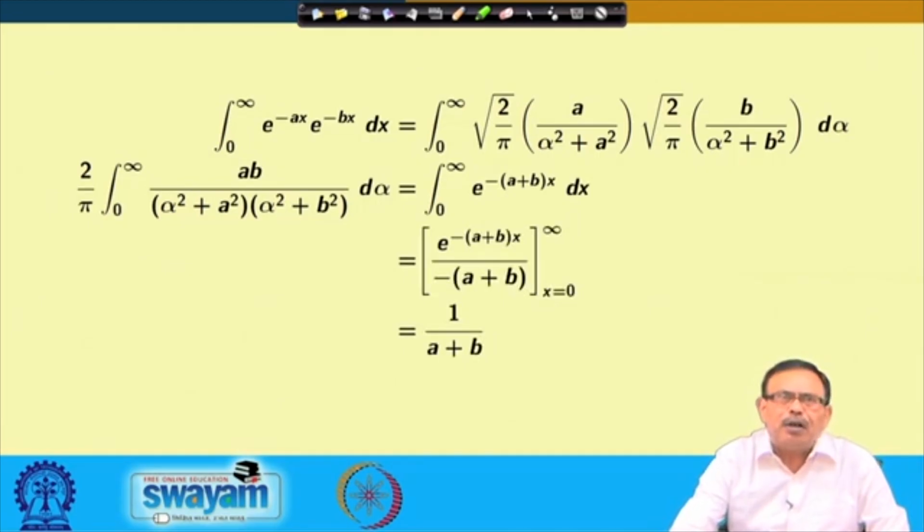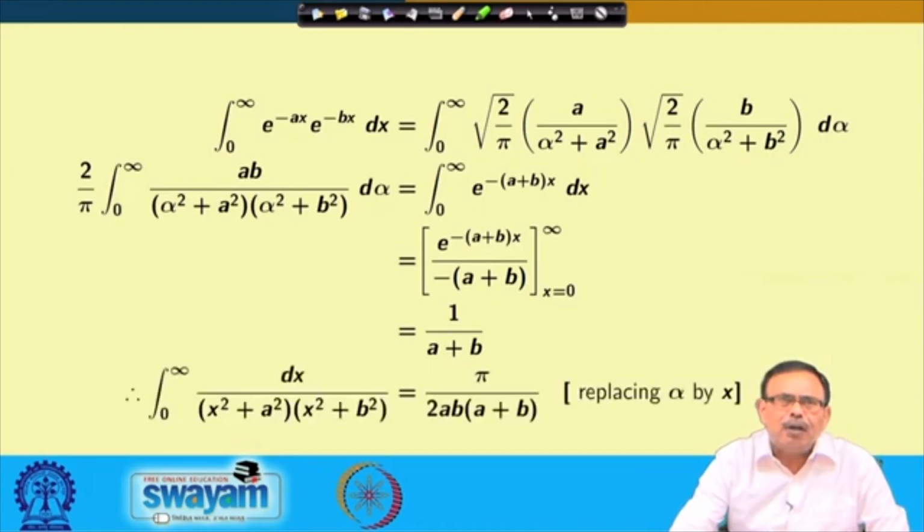Now, replace alpha by x in the left hand side of the integral and you will obtain 0 to infinity dx by x square plus a square into x square plus b square equals pi by 2 a b into a plus b, where I am replacing alpha by x.